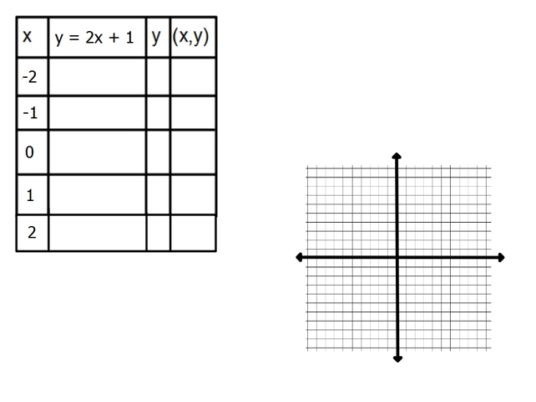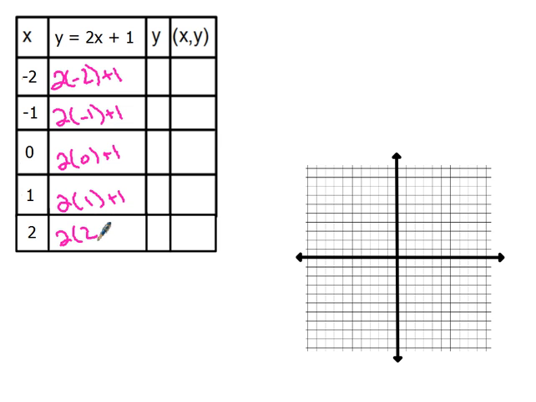Alright, let's look at another one. Substitute in 2 times -2 plus 1, 2 times -1 plus 1, 2 times 0 plus 1, 2 times 1 plus 1, and 2 times 2 plus 1. Solve this out. 2 times -2 is -4, plus 1 is -3. This one's going to be a -1, this one a 1, this one a 3, and this one a 5. So we have -2, -3; -1, -1; 0, 1; 1, 3; and 2, 5.